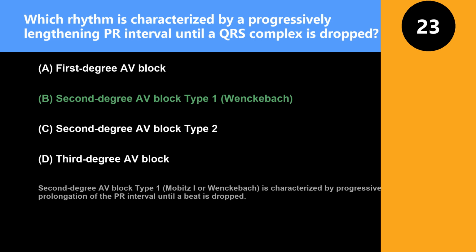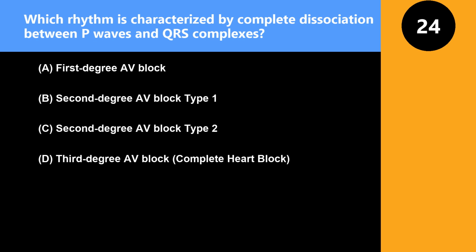The correct answer is option B, second degree AV block type 1, Wenckebach. Second degree AV block type 1, Mobitz-Wenckebach, is characterized by progressive prolongation of the PR interval until a beat is dropped.